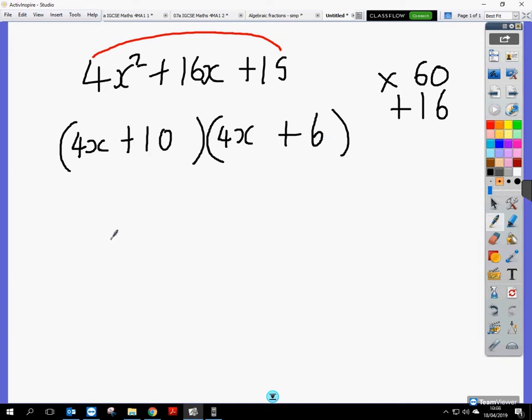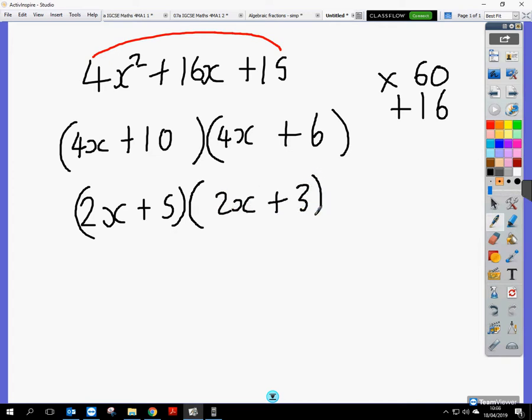And then what we do is we then cancel down the brackets or simplify them, if possible. The first bracket divides by 2, so we divide it by 2 and we end up with 2x plus 5. And the next bracket divides by 2 as well, so we end up with 2x plus 3.